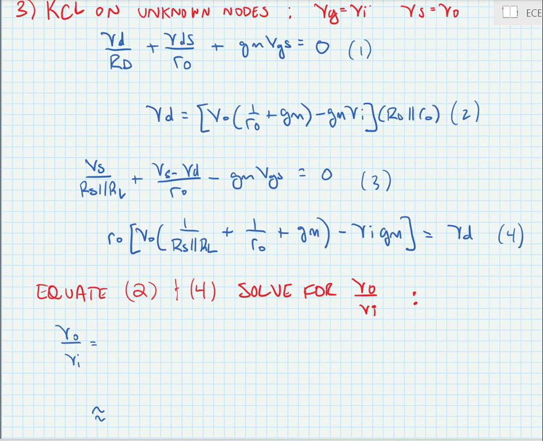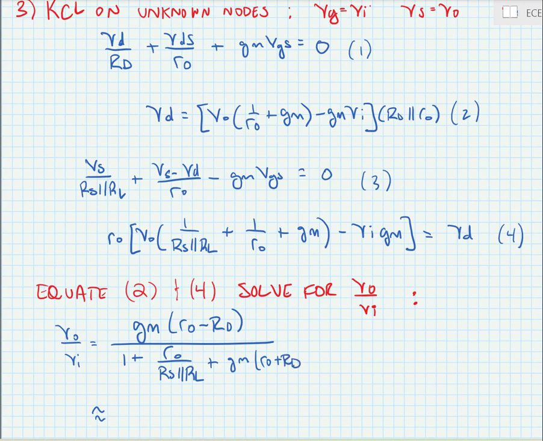Now, this involves a bit of algebraic manipulation, but I'm going to write down the expression for you. Right, so we have an expression for the voltage gain. And we're going to note that most often the output resistance of the transistor is going to be much bigger than the external drain resistance, RD. And if that's the case, we can simplify the expression a bit.